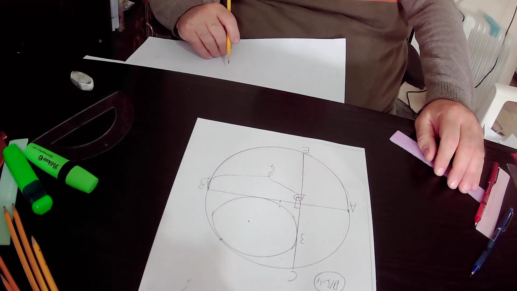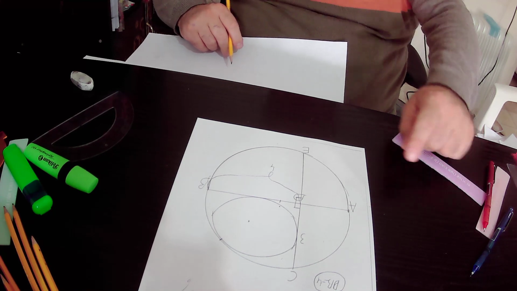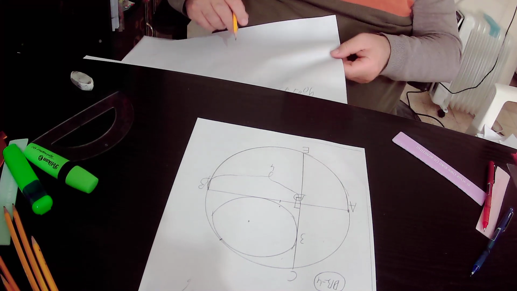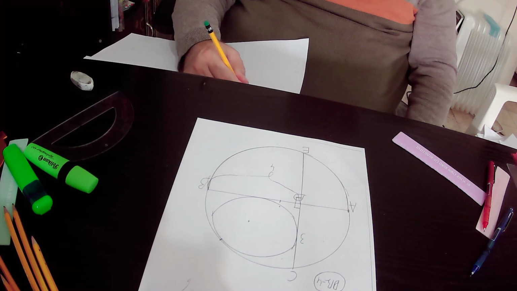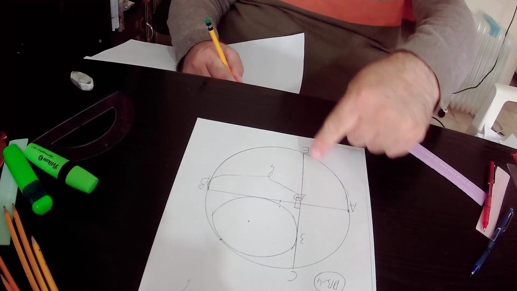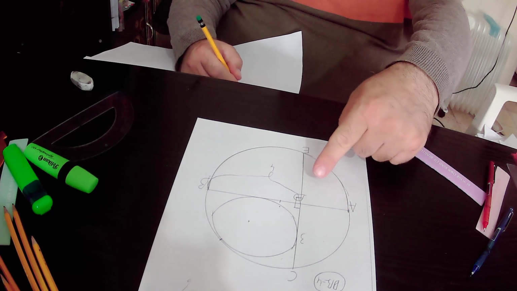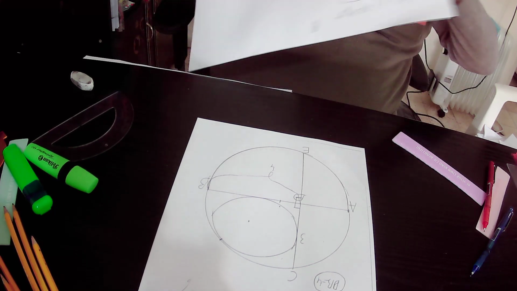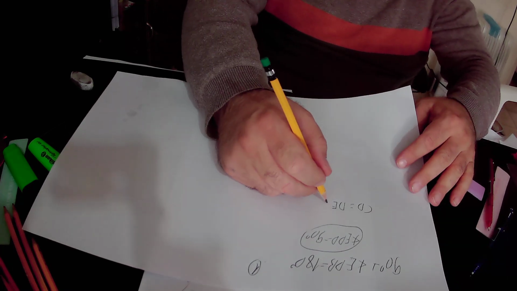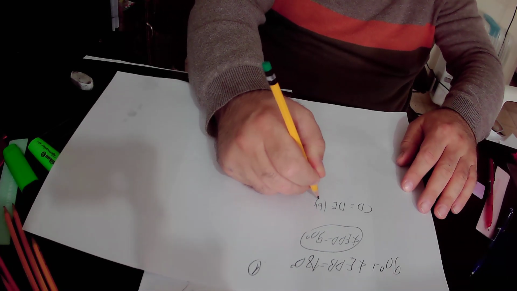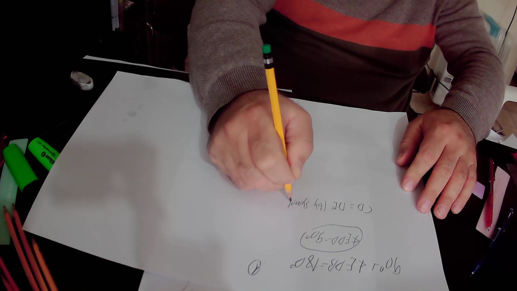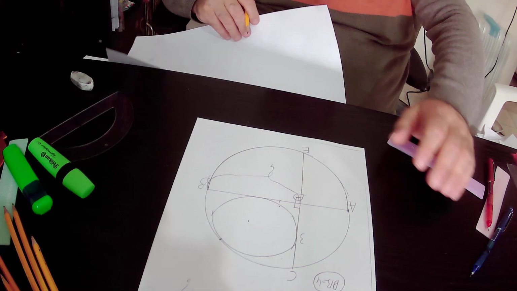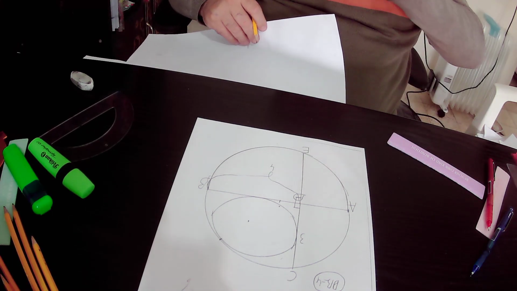And actually, side CD must be equal to side DE by symmetry. Side CD must be equal to side DE, and those two line segments are equal to each other by symmetry. I will explain what I mean by that.